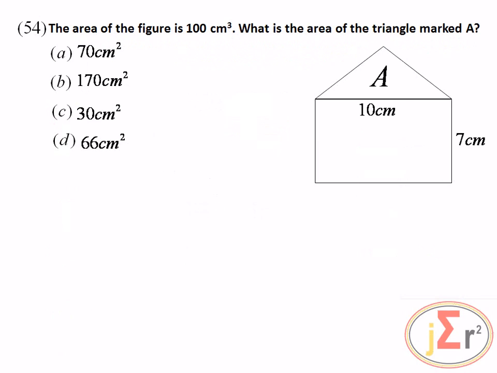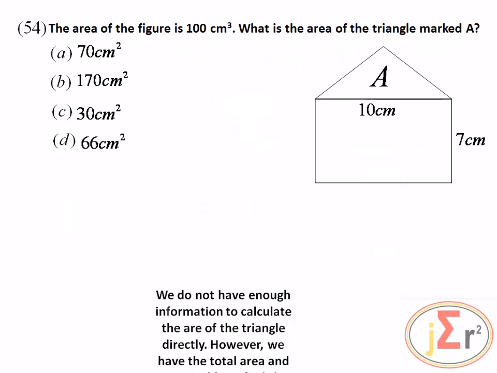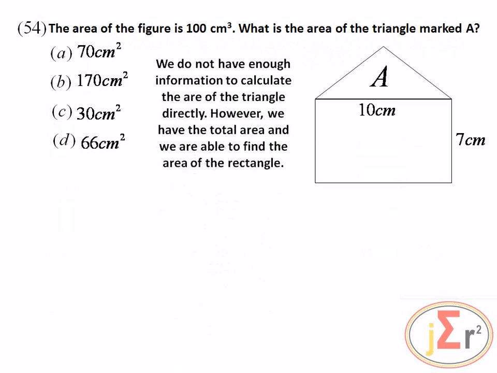The area of the figure is 100 centimeters cubed. What is the area of the triangle marked A? We do not have enough information to calculate the area of the triangle directly. The area of a triangle is given by what, Jerry? Wake up. What? Half base times height.